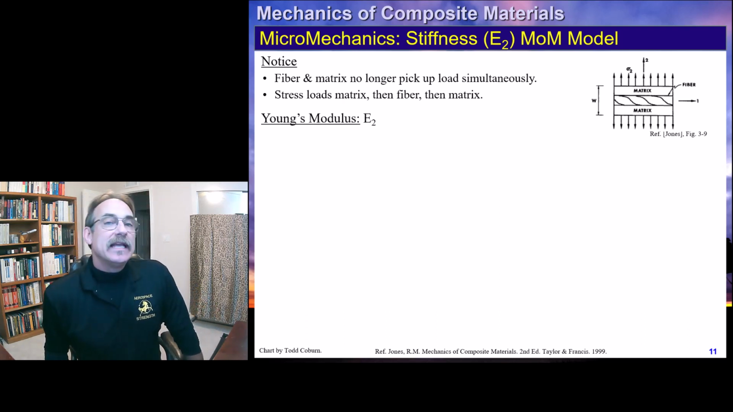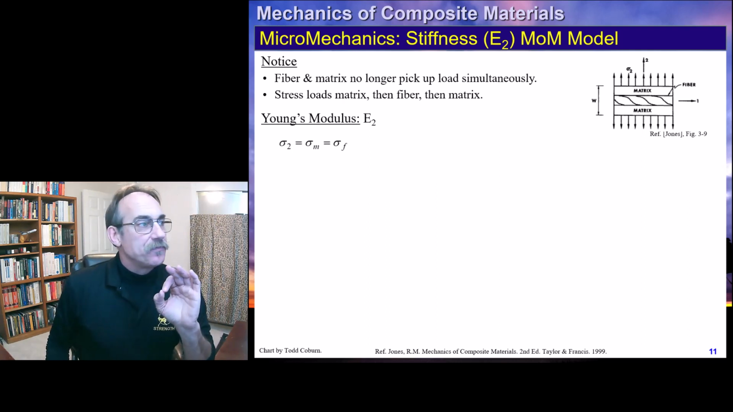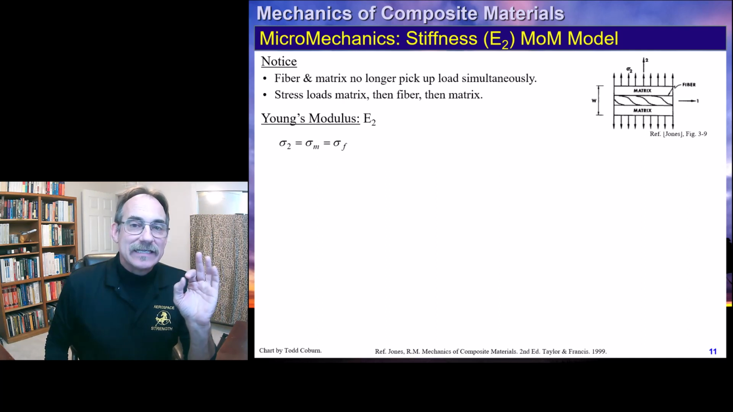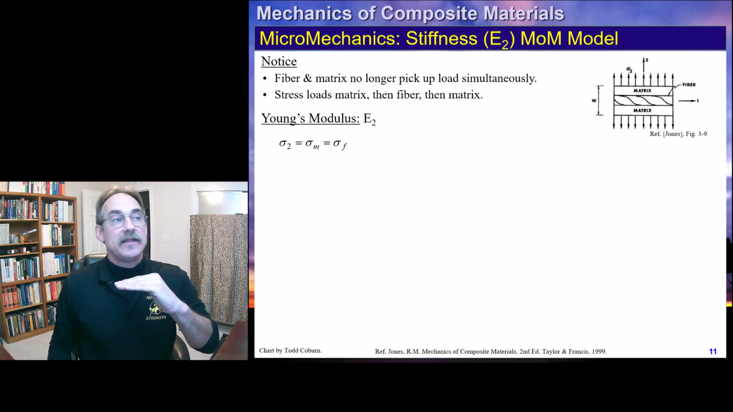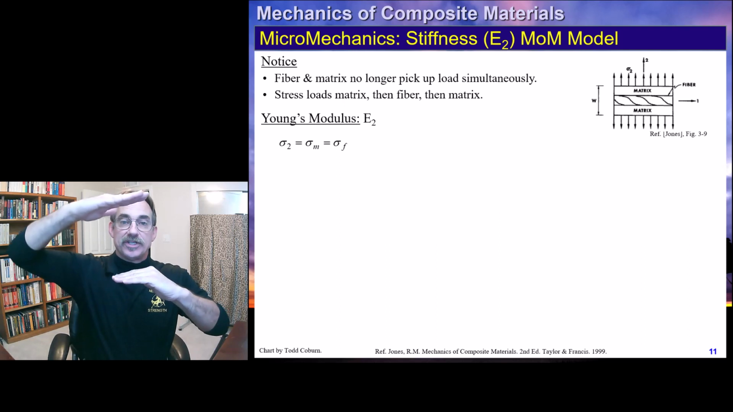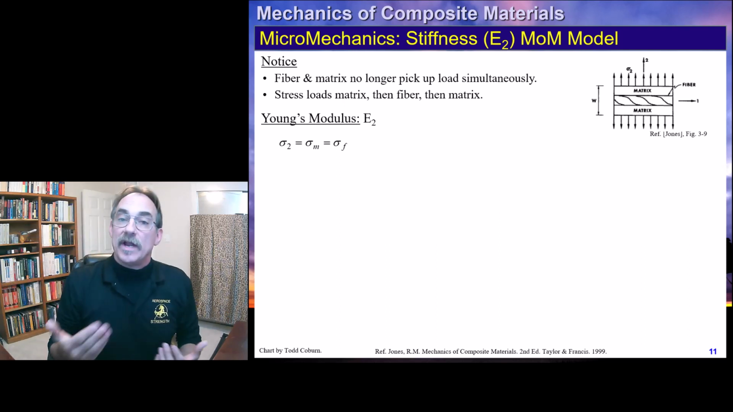Okay, so we can develop our E2 using this approach. Our stress in the 2 direction is going to be equal to the stress on the matrix in the 2 direction, which is equal to the stress in the fiber, because that force is going through the matrix and then the fiber and then the matrix in our model, one at a time.